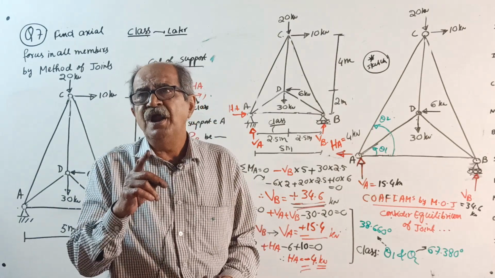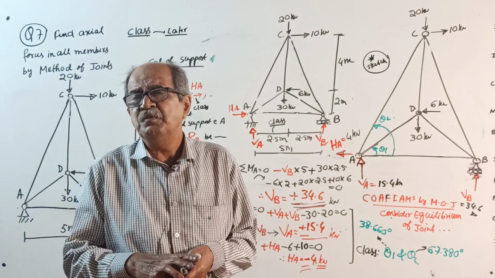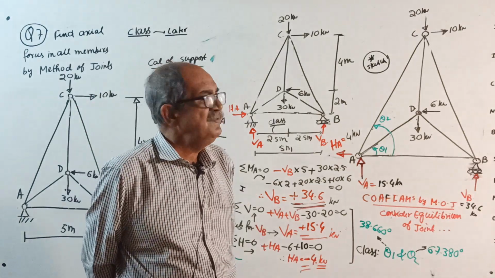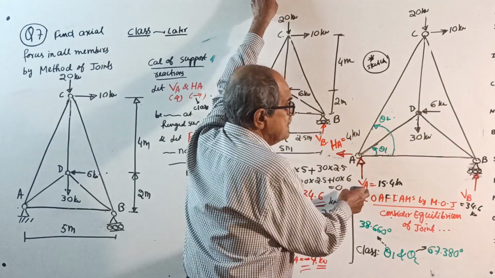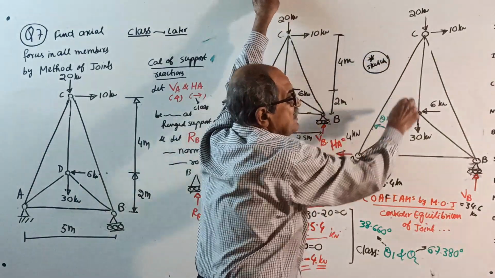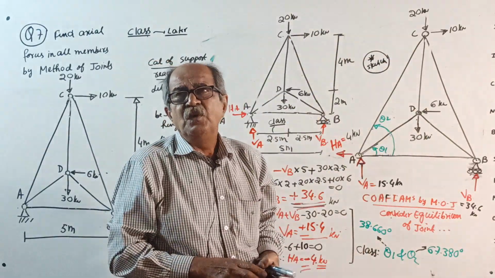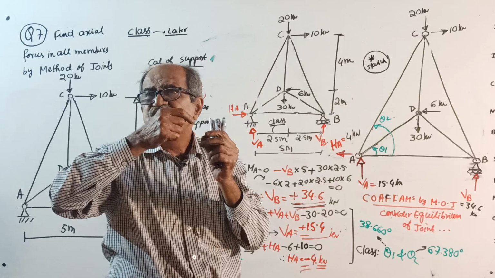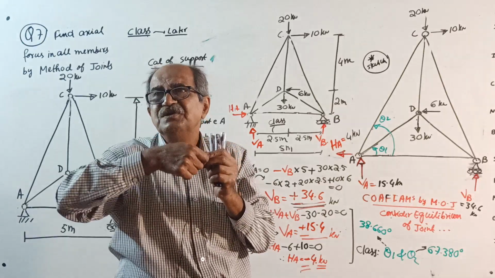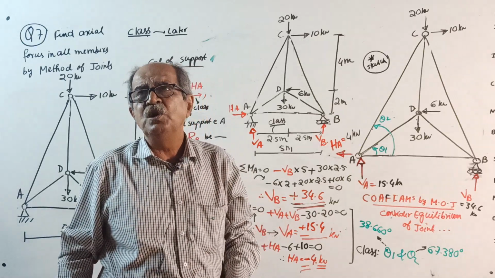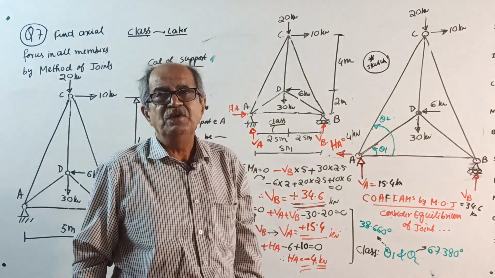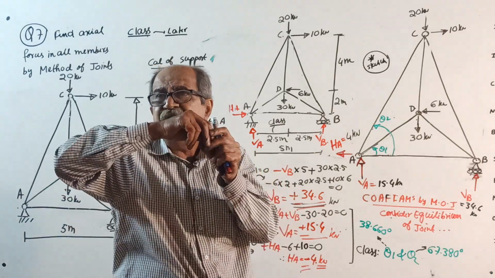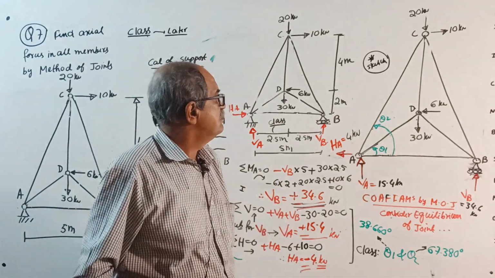So the joint selected should not contain more than two unknown forces. Unknown forces means, see now, support reactions are over. External forces are given. So now unknown forces means what? Forces acting on the joint from the members, or in simple language, unknown member forces. But I don't want to call them unknown member forces. It is forces acting on the joint from the members. Okay, start.